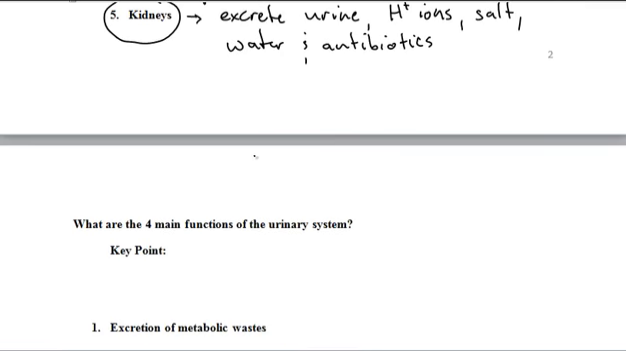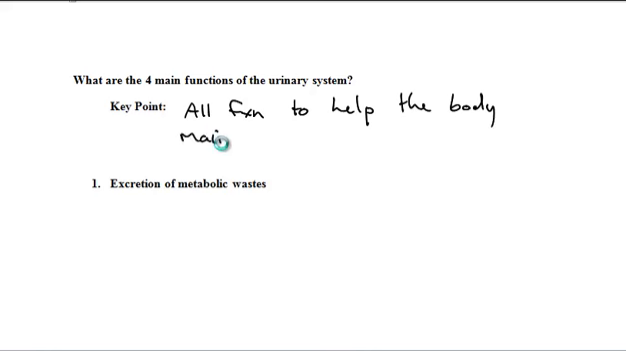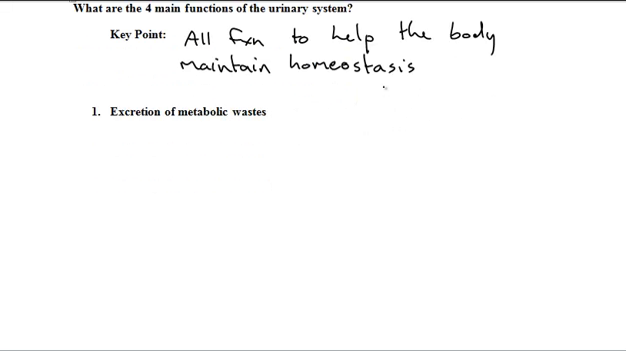So there are 4 main functions to the urinary system, and they all combine for one key point, and that is they all function to help the body maintain homeostasis in various areas. So the first main function, the one that we typically associate with the urinary system, is the excretion of metabolic waste via urine.